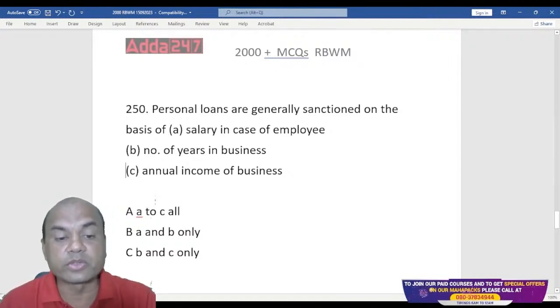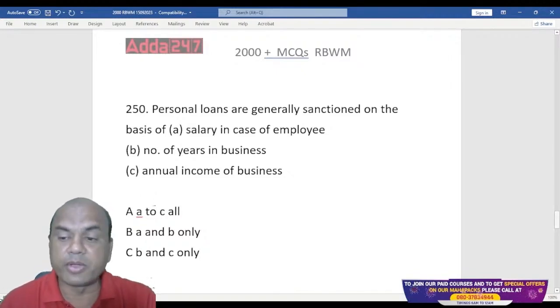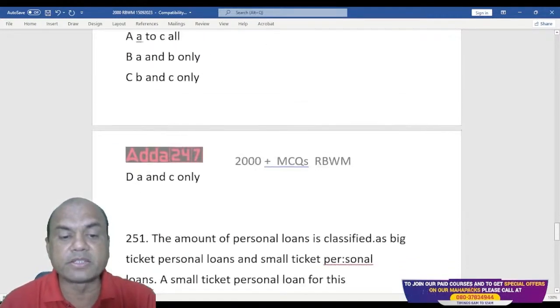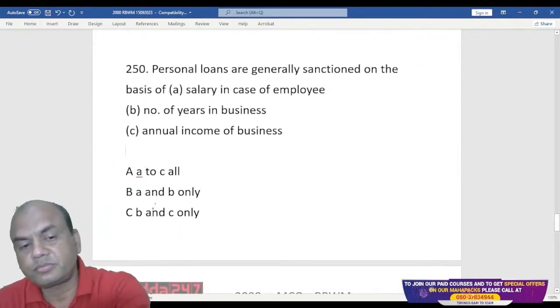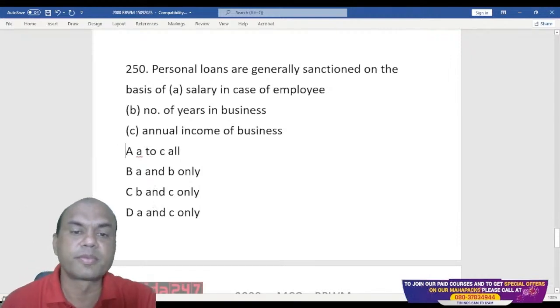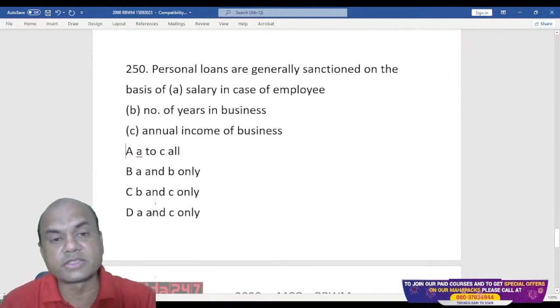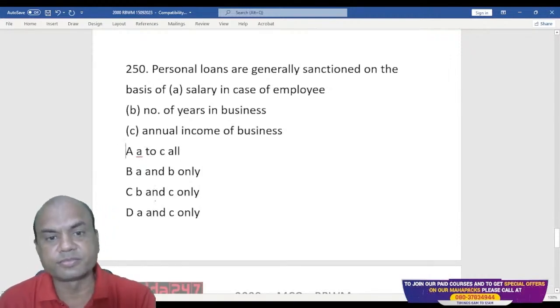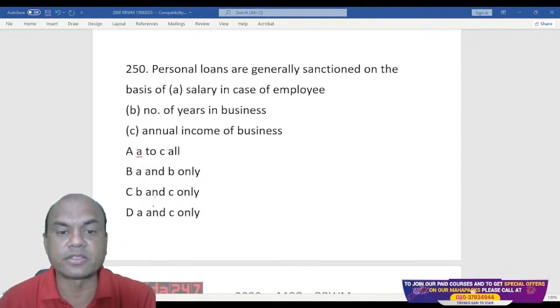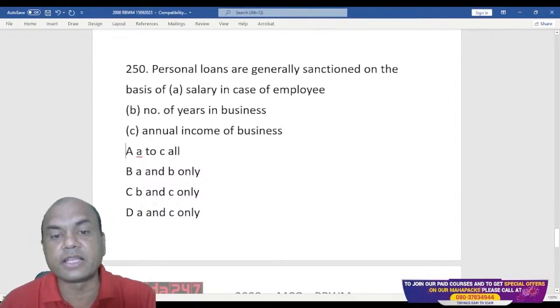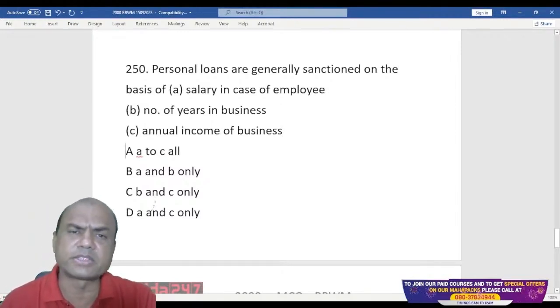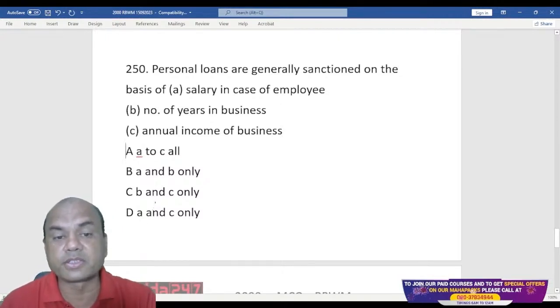So is it A to C all? Or is it A and B only? Or is it B and C only? So what is it? It is sanctioned on the basis of everyone. Personal loans are sanctioned on the basis of salary in case of employee. Is it on the basis of only salary? Or is it on the basis of number of years for businessmen?